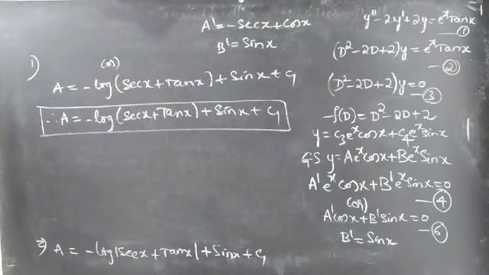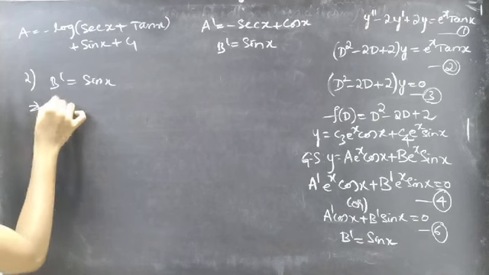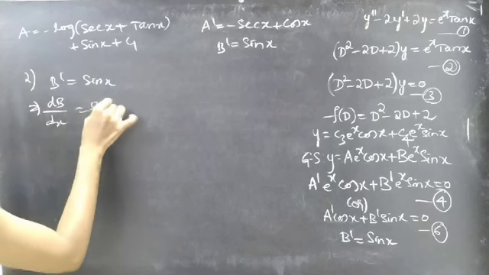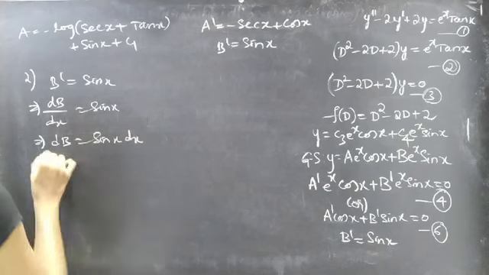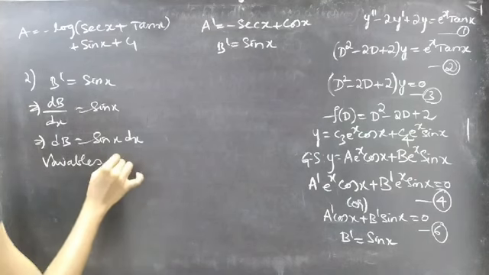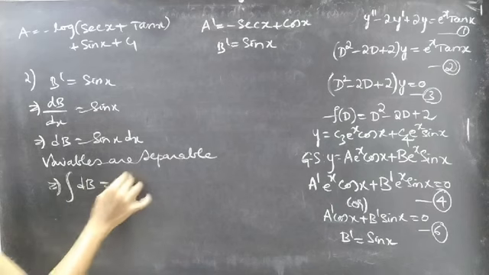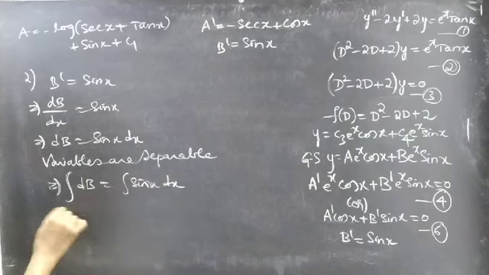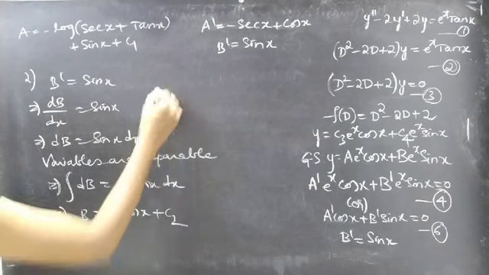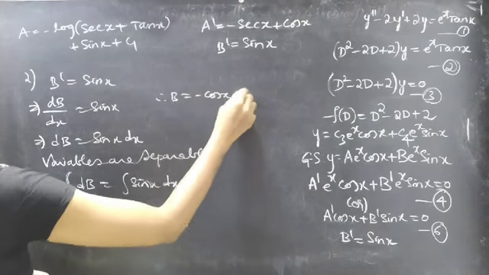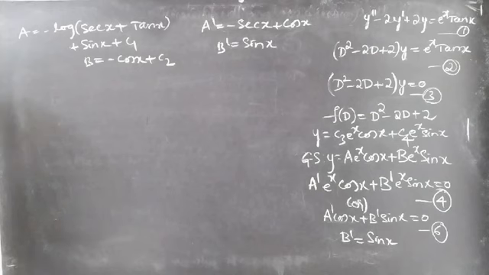Let's now find B. We have B dash equals sine x, where B dash is nothing but the derivative of B with respect to x. Let's separate the variables by taking the differential dx to the RHS. We get dB equal to sine x dx, where the variables are separable. So we can perform integration. This gives us B equals integral sine x dx, which is minus cos x plus some integral constant, say c2. Therefore, B equals minus cos x plus c2. We got A and B. Let's now find the general solution.